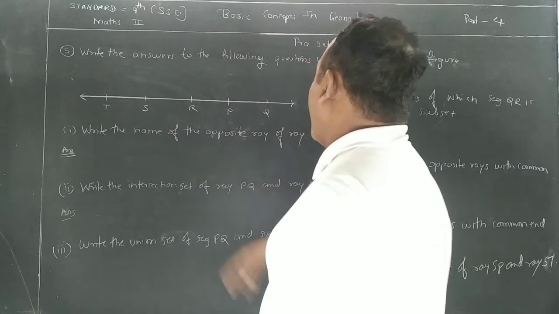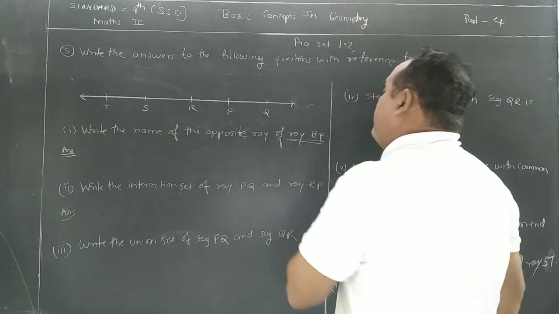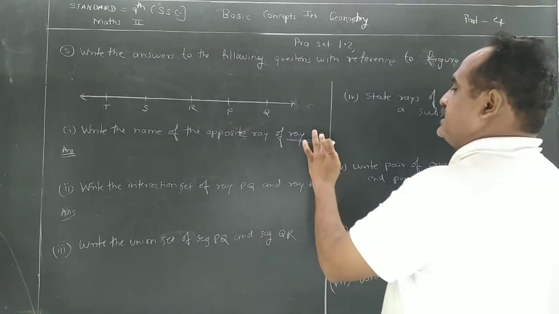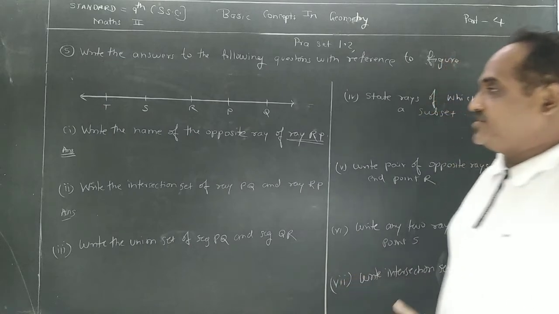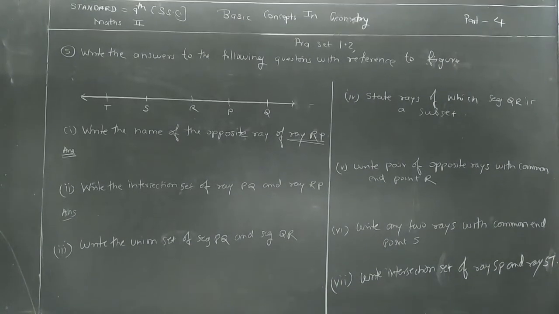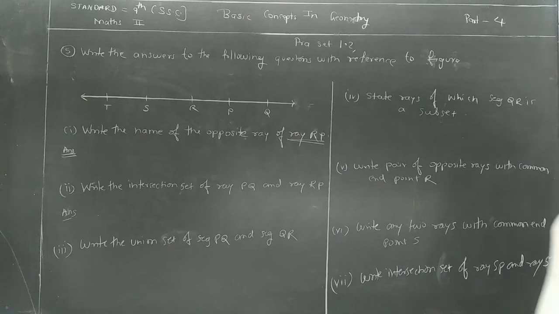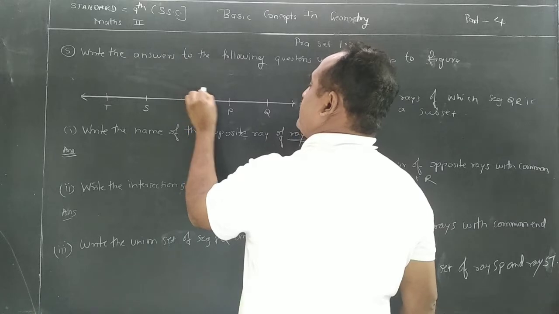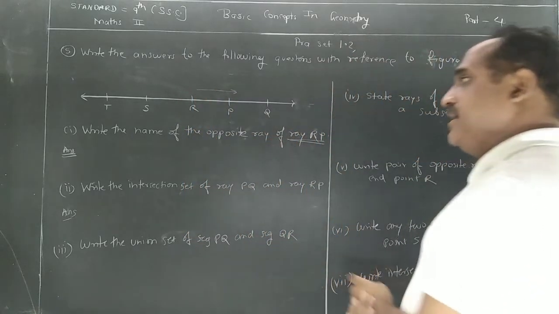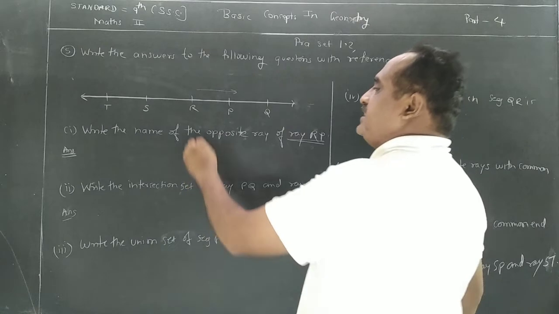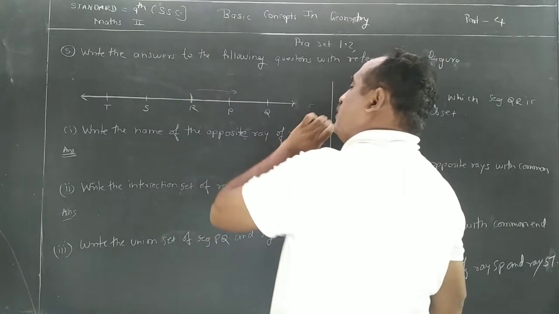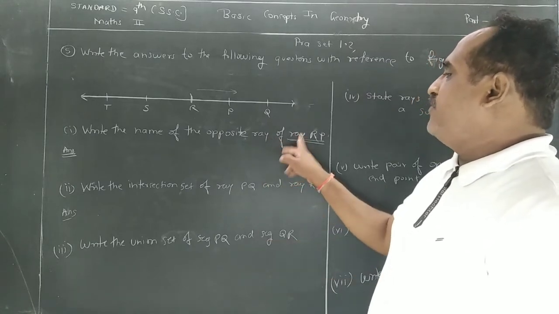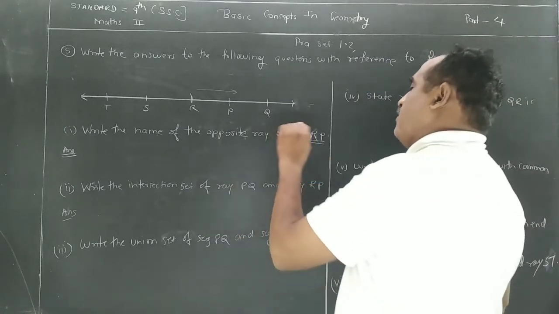See the first question: write the name of the opposite ray of ray BP. I think I made a mistake. This is RP. I'll check it once again. Now, write the name of the ray opposite to RP. RP is this ray. See once again. Now please student, this ray RP I can also write as RQ. RP and RQ are the same rays. Correct? So we have to write the opposite ray of ray RP.